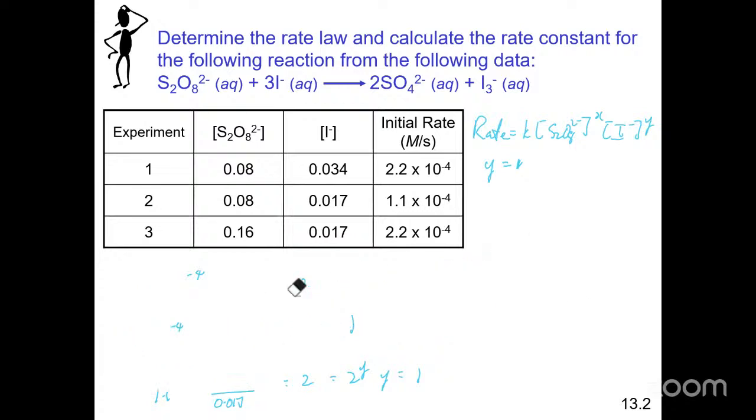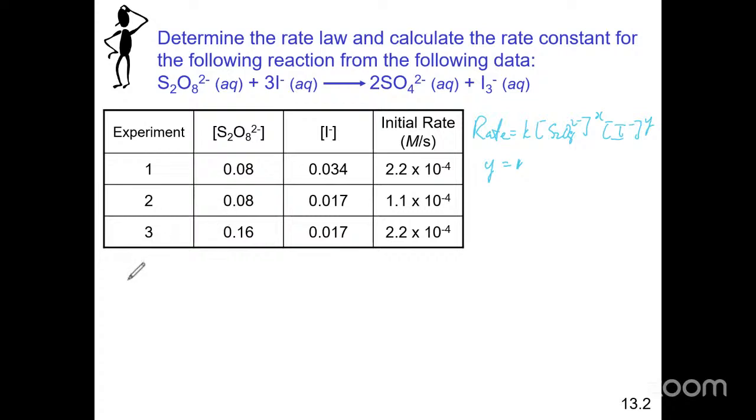Okay, what will be the next step? Now that we have determined what Y is, what would be the next step? The results from experiment 2 and 3. Okay, let's see, experiment 2 and 3. Yes, I would do that too because the concentration of I- will remain the same and the concentration of S2O8 2- has doubled.